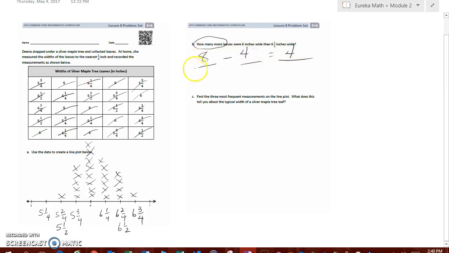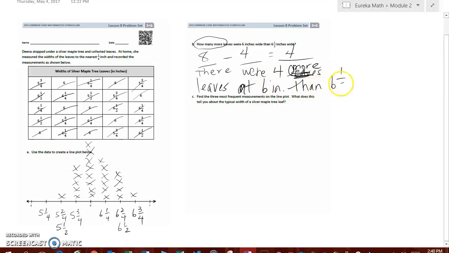So we're going to write a sentence. There were, actually, I'm going to say 4 more leaves at 6 inches than 6.5 inches. Okay, just kind of finding the difference between this column and this column. It's important to show this work. Don't just write there were 4 more. I want to know how you got your 4 different leaves.